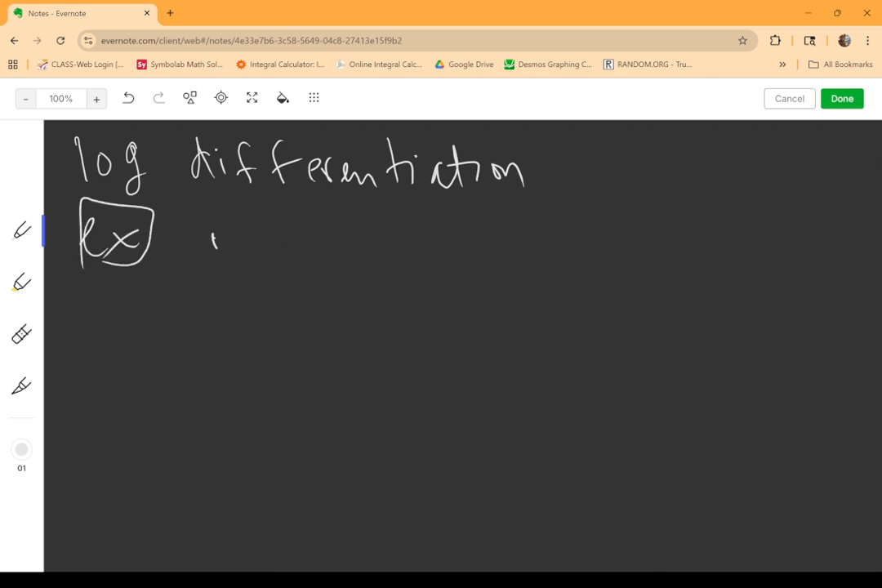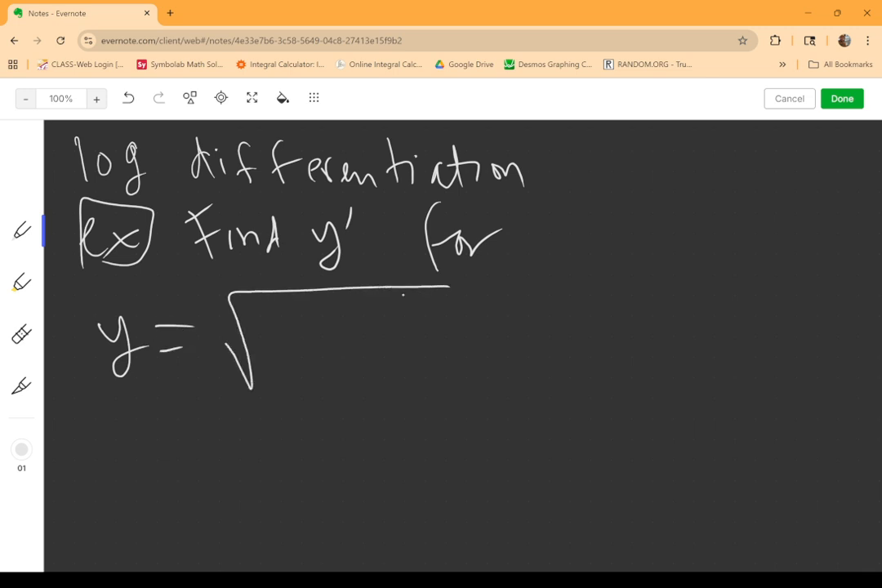Okay, so in this video we're just going to go over an example where we're doing log differentiation. All right, so the example here is: find y prime for y equals the square root of (x minus 1) over (x to the fourth plus 1).